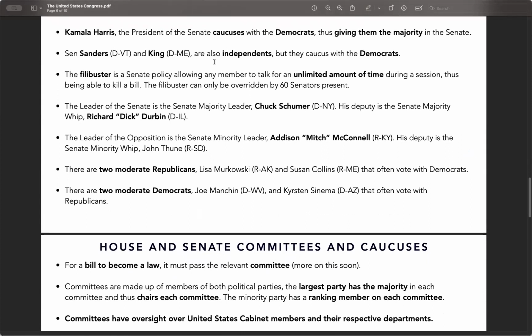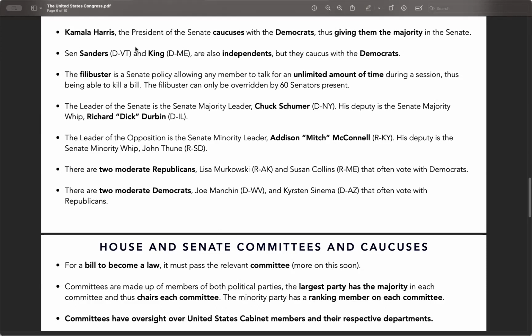Unfortunately, unlike the House, to get a bill passed in the Senate, you often need more than a majority. And the reason for this is a really stupid thing called the filibuster, which is a Senate policy allowing any member to talk for an unlimited amount of time during a session, thus being able to kill a bill. And this can only be overridden by 60 senators present. This has resulted in quite unfortunate things.